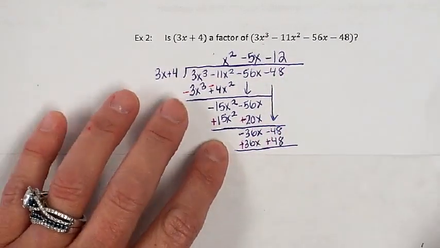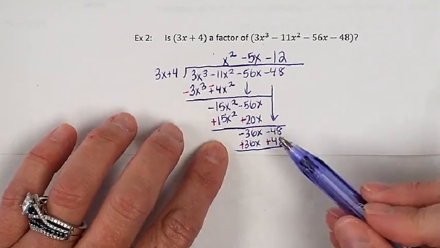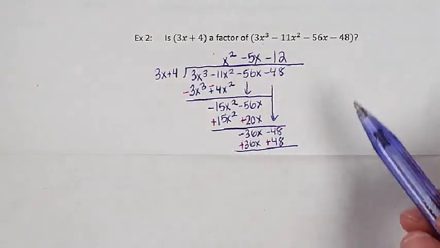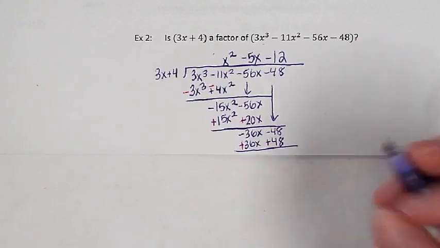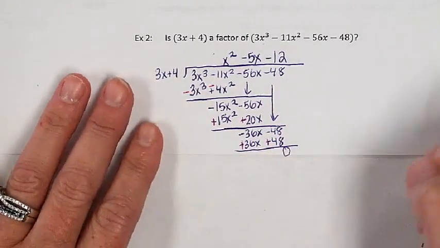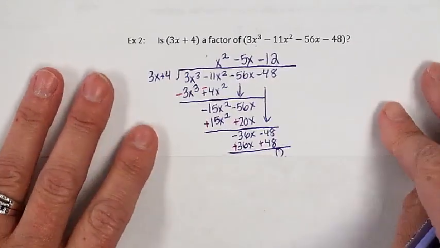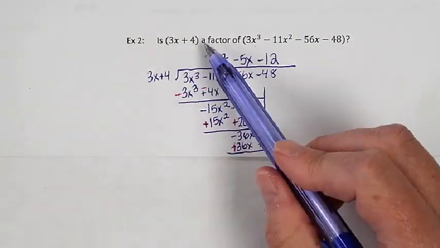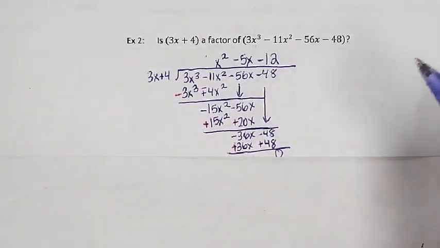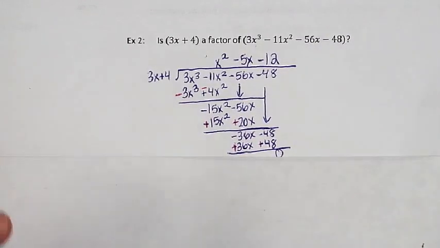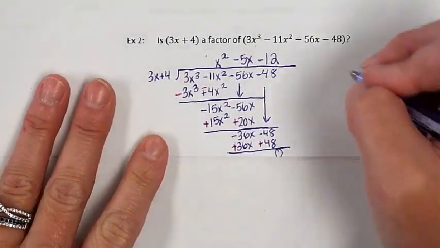Well, negative 36x plus 36x is 0. Negative 48 plus 48 is 0. So I have a remainder of 0. So the question is, is 3x plus 4 a factor of 3x cubed minus 11x squared minus 56x minus 48? Since the remainder is 0, we're going to say yes.